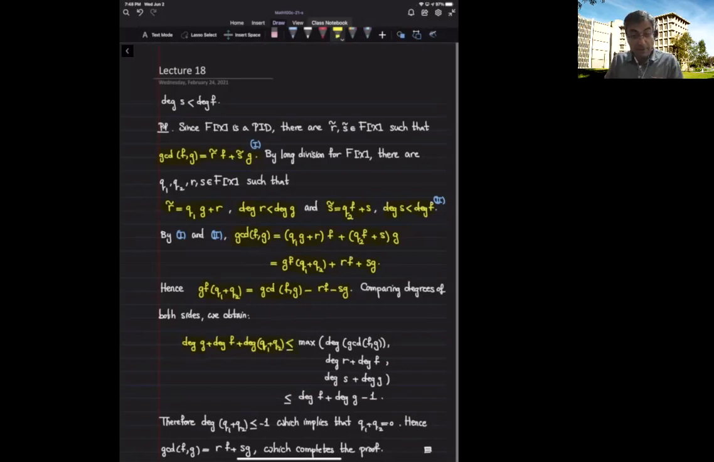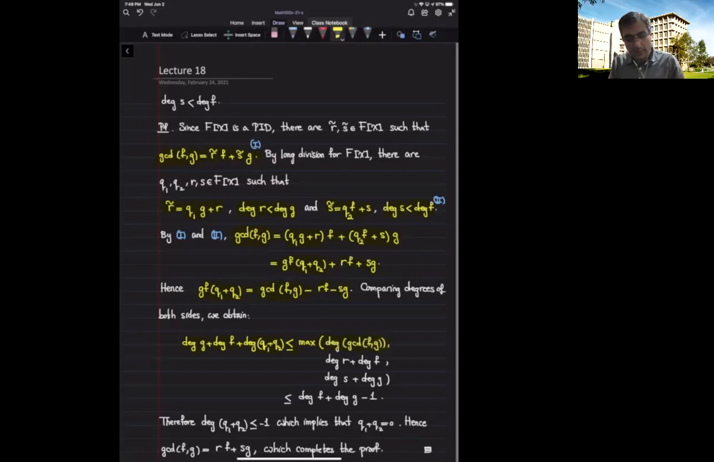I'm adding these polynomials, so the degree would be at maximum of these degrees. Degree of this one: degree of GCD cannot be more than the minimum of the degrees. So it is at most, let's say, degree of f.